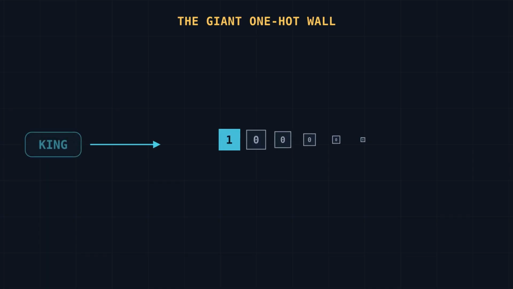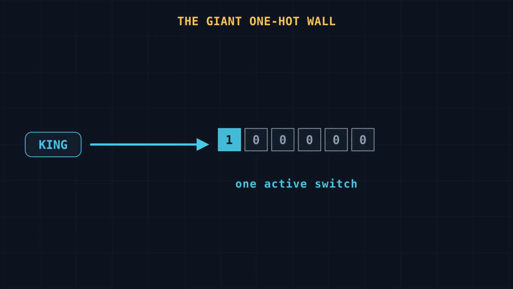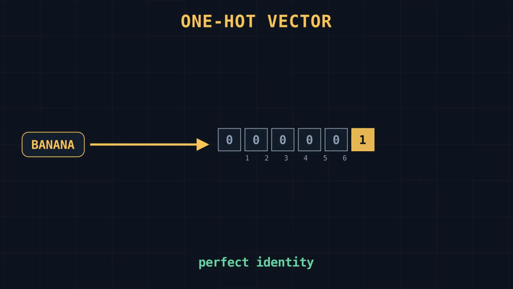Build a panel with 6 switches. King turns on the first switch and leaves the other 5 off. Queen turns on the second. Banana turns on the 6th. This is called a one-hot vector. It identifies every token perfectly. No 2 tokens share the same pattern.